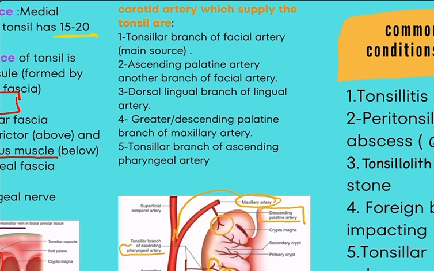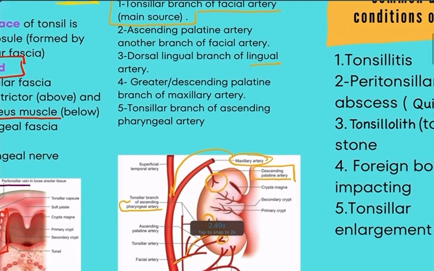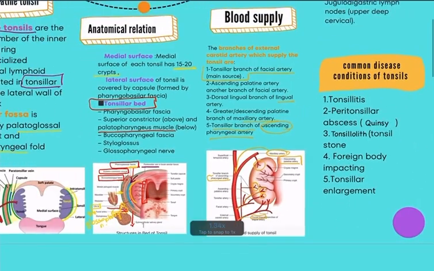So in brief, we have five branches forming the blood supply of the tonsils. The most important, from the anatomical point of view and clinically, is the tonsillar branch of the facial artery, which is the most common cause of post-tonsillectomy bleeding. Others, as we said, are the ascending palatine artery, a branch of the facial artery, the dorsal lingual branch of the lingual artery, the greater or descending palatine artery, a branch of the maxillary artery, and lastly the tonsillar branches of the ascending pharyngeal artery.